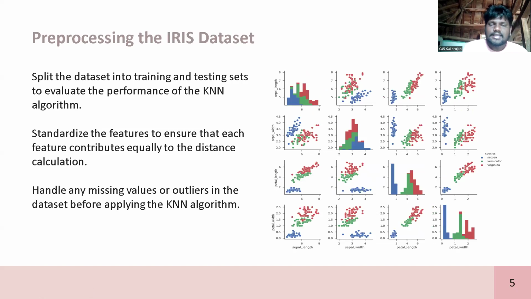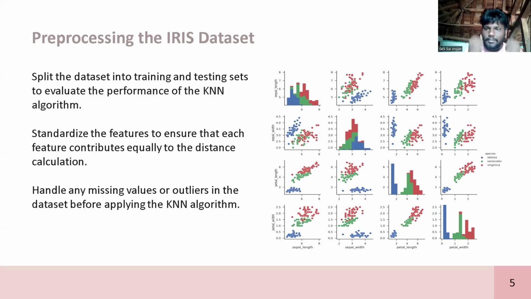For pre-processing the iris dataset, we split the dataset into training and testing sets to evaluate the performance of the KNN algorithm. First we import the libraries. After that we import the dataset. After that we split the dataset into training and testing, with a 70 to 30 ratio. Then we standardize the features to ensure that each feature contributes equally to the distance calculation, and handle any missing values or outliers in the dataset before applying the KNN algorithm.